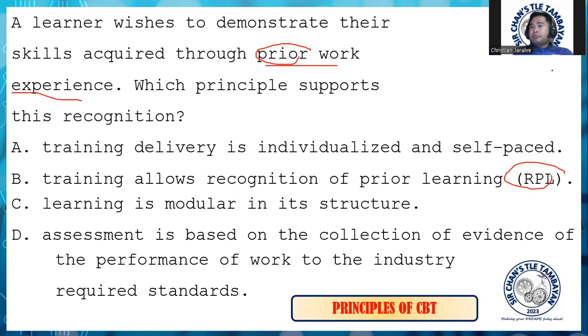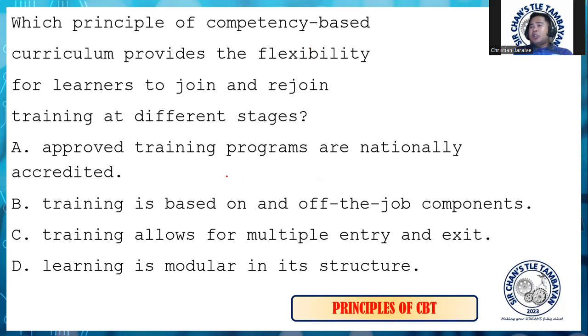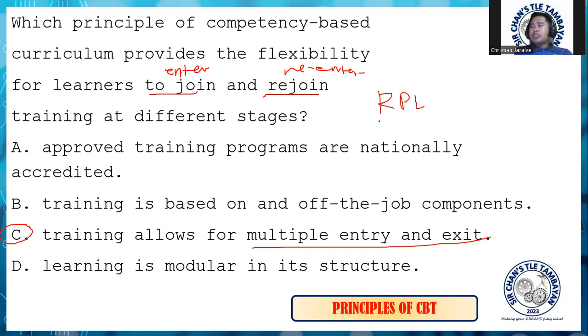No? Next. Ito. Which principle of competency-based curriculum provides the flexibility for learners to join and rejoin training at different stages? Your clue word here is to join and rejoin. Meaning to say, to enter at saka re-enter. Therefore, it's multiple entry exit. That is letter C. The training allows for multiple entry and exit. Again, in terms of multiple entry and exit, kung ano yung COC or competency na hindi mo natapos nun, dun ka na mag-continue. You will never go back to zero. Because always remember that in a CBT principle or in a competency-based training, we always recognize the prior learning. Recognition of prior learning must be done in terms of training.